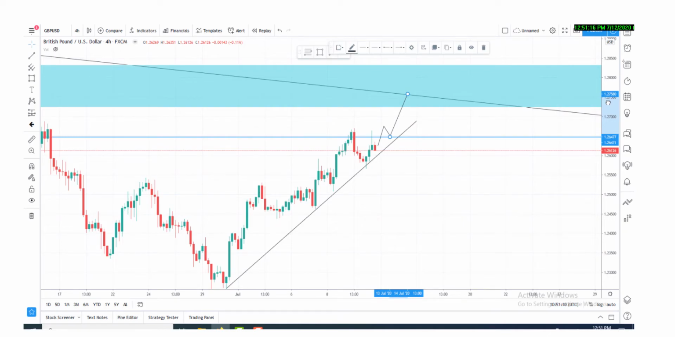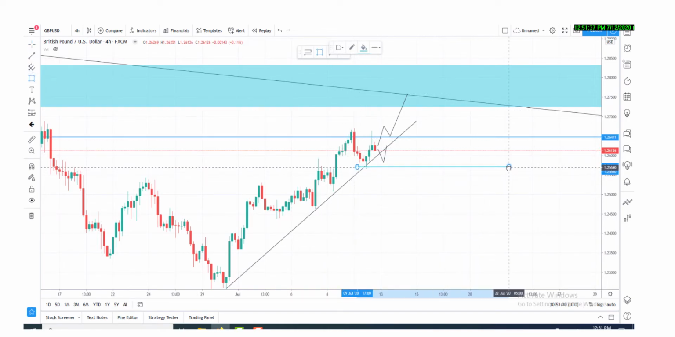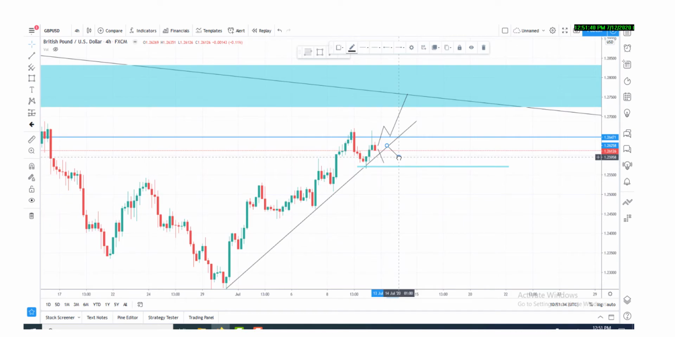So if we break and retest this level, we can come up here. Or another way, if we break this trend line, we have to wait for a retest. If we have rejection here, we can think of shorts to the downside. But if we have a break of this level, it doesn't mean we have shorts, because we have to wait for retest. If we have retest, okay, cool, up here or somewhere. If we have rejection to this trend line, we can think of shorts.